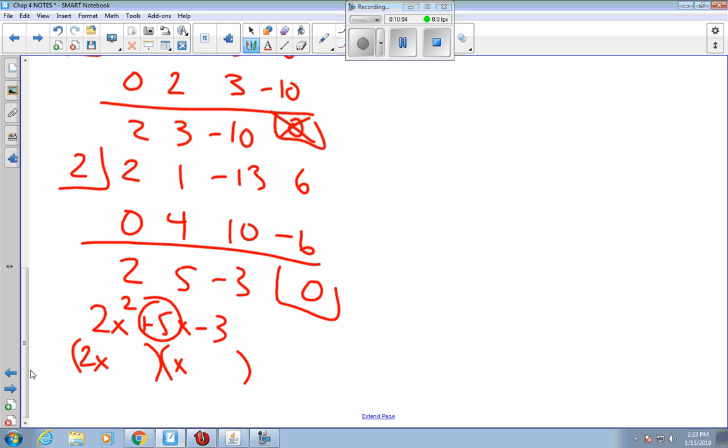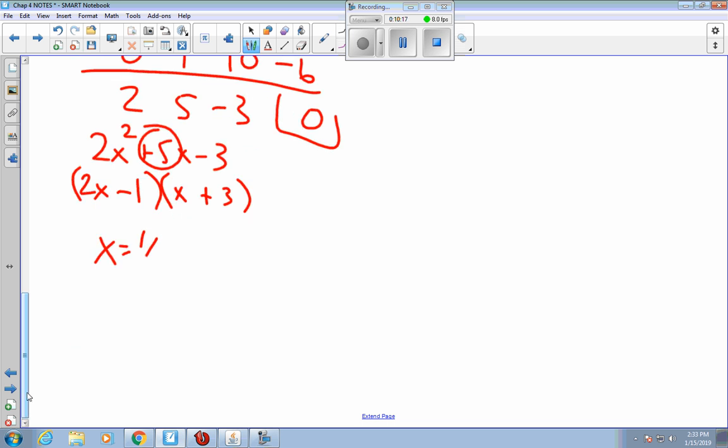So what do I need? 2x, and I need a positive 3, negative 1. So I have 2x squared plus 6x minus 1x minus 3. And my values would be x equals 1/2 and x equals negative 3. Okay, so my roots would be 2, 1/2, and negative 3.